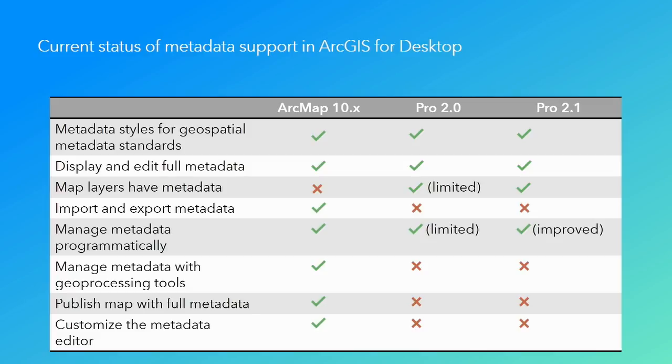Then you consume that layer in a Pro map. That Pro layer now has metadata. It's the same metadata as from the feature class itself. And you can keep it like that, or you can disconnect it, and now you essentially have a copy of that metadata for the feature class, but now associated with the layer that you can change.